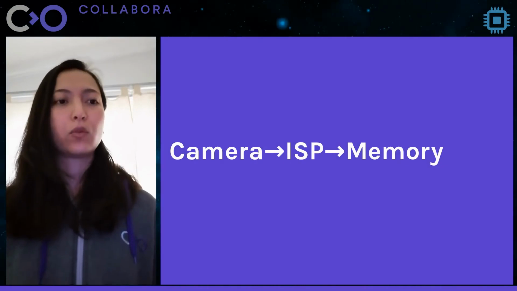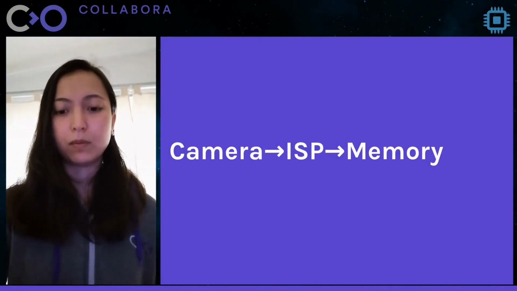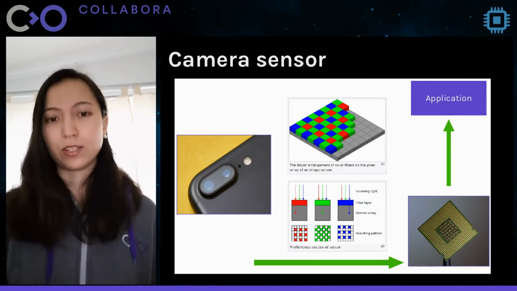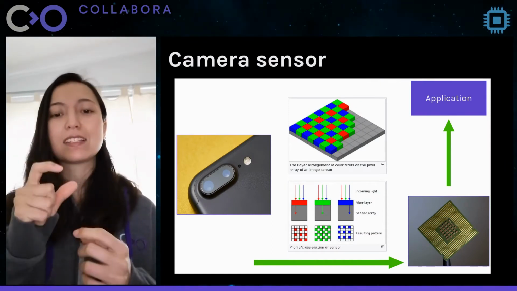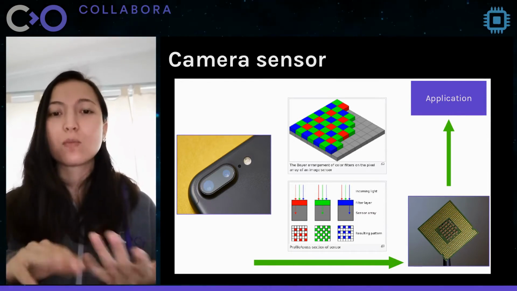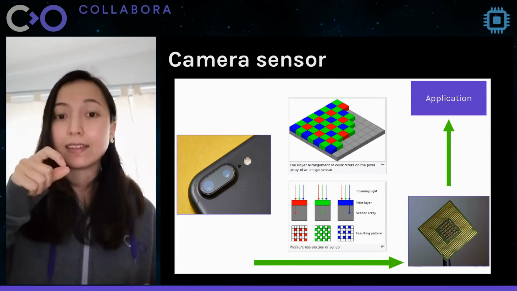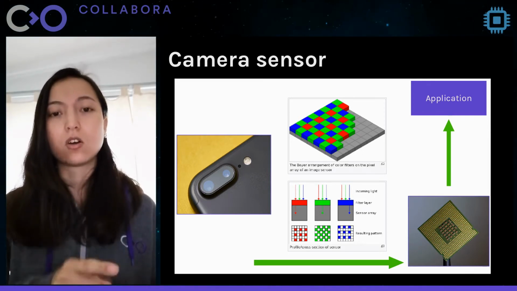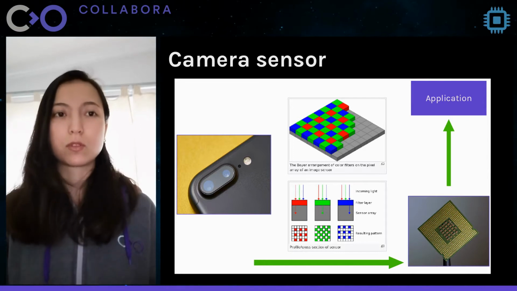Okay, so let's start with the camera ISP memory pipeline. On your phone, usually we have the camera, and this camera is composed of a sensor. This sensor is composed of smaller light sensors that are represented by this gray grid on this image, which comes from Wikipedia.